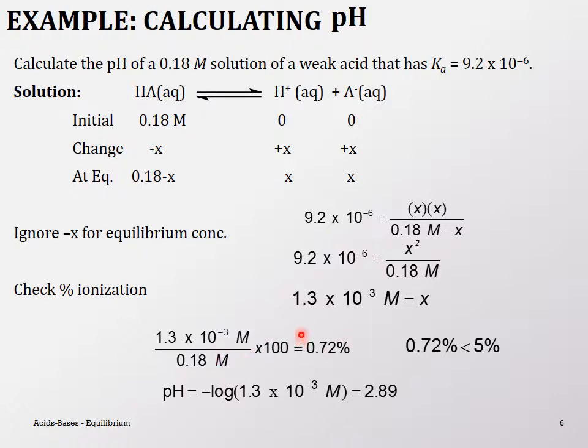So 1.3 times 10 to the negative 3 is the value of x, and that is the value of the hydronium ion present in there, which then if you find the negative log of, you will calculate the pH.